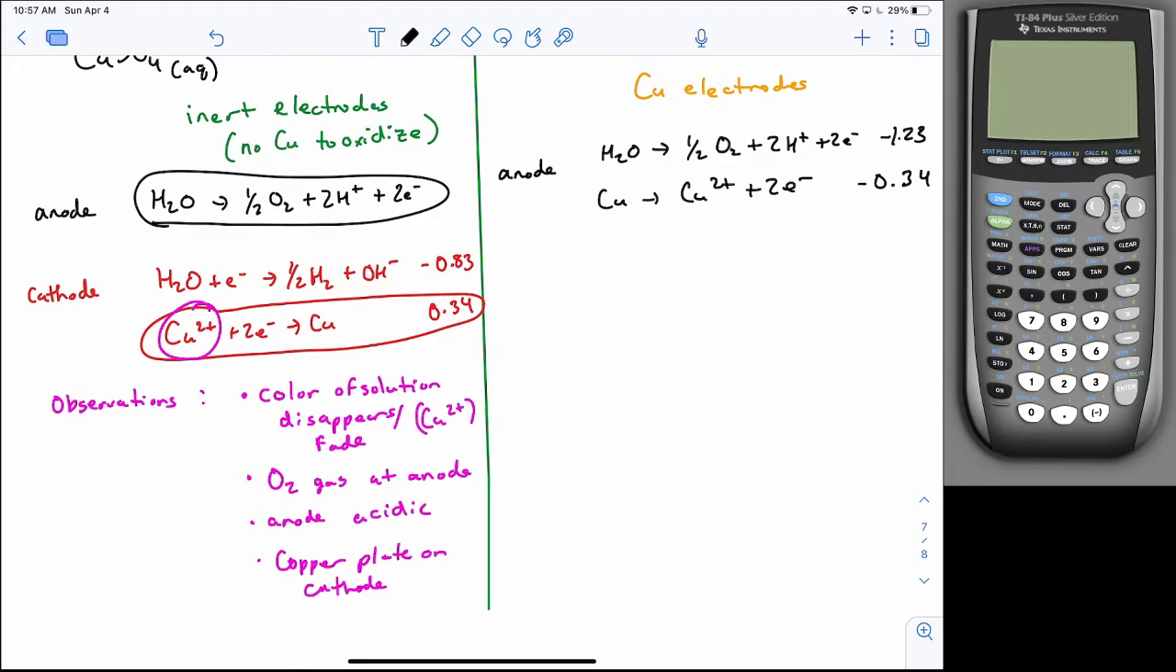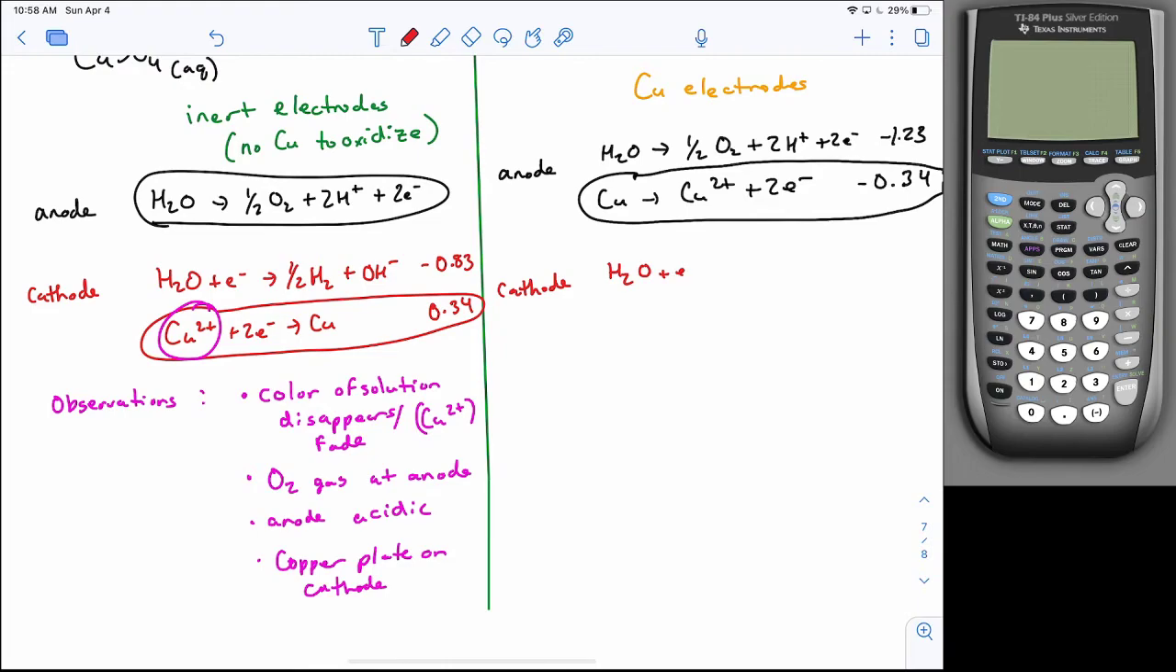I look up the value of copper oxidation in the data booklet, which is the reverse of the copper reduction, so it becomes negative 0.34. And negative 0.34 is more positive than negative 1.23. Therefore, it's better at doing whichever type of reaction we're talking about. In this case, because they're both oxidations, the more positive is the better oxidizer. And here we talk about the cathode. We have the same reactions here.